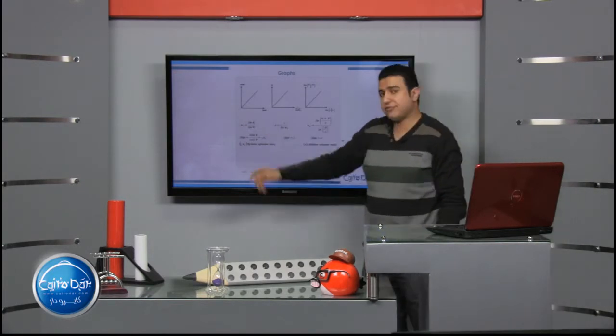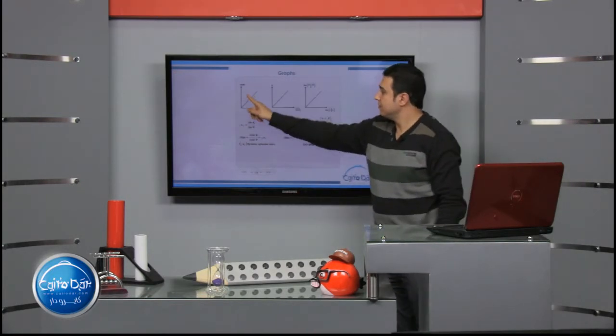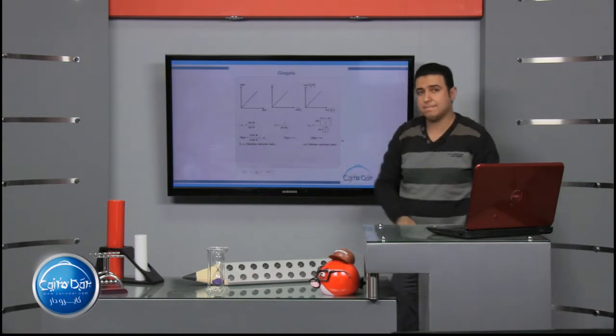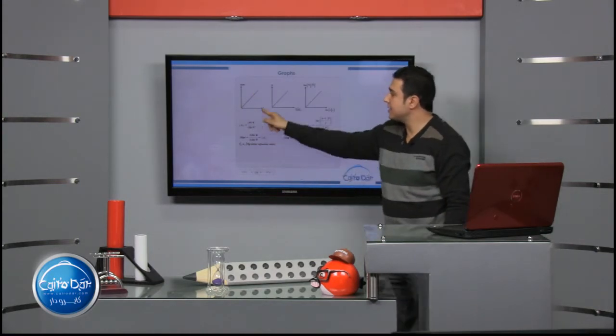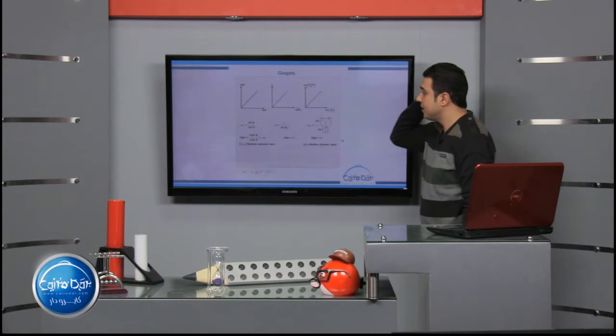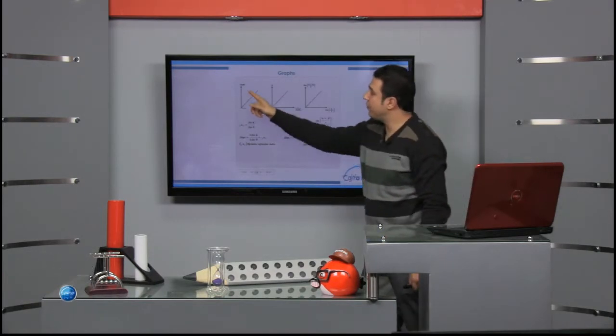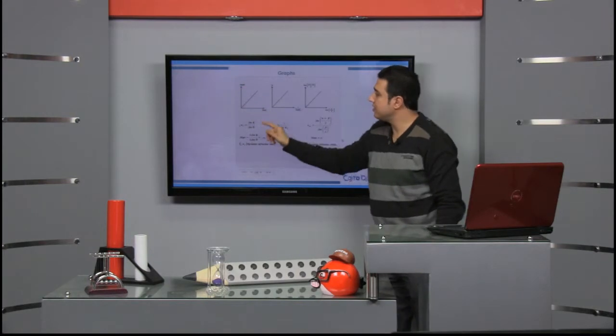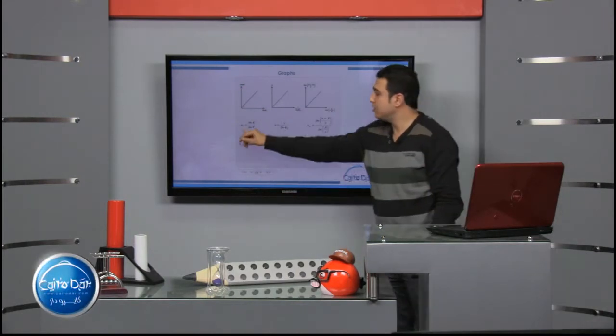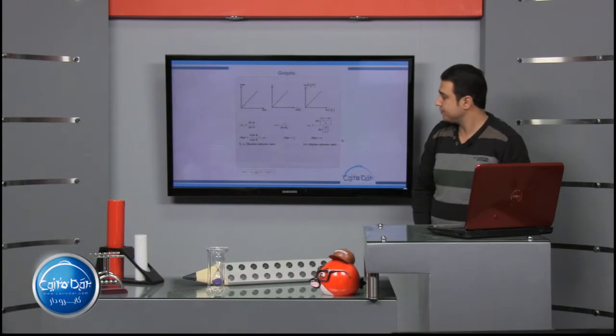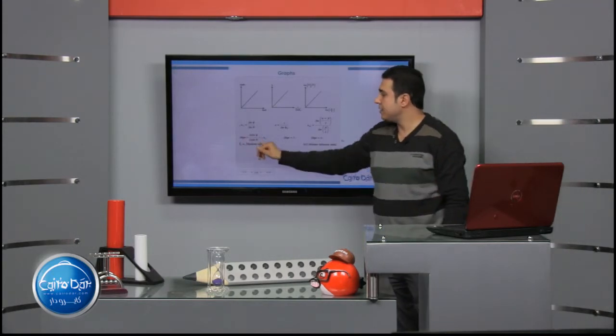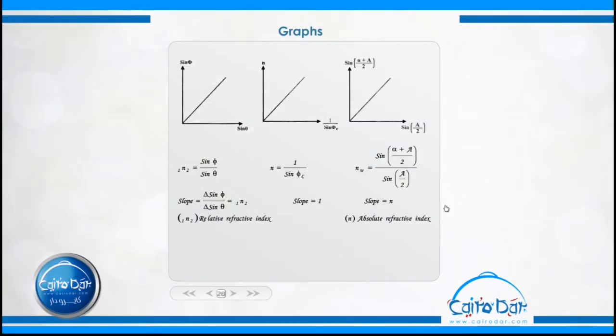Here, the first graph: sine phi on the y-axis, sine theta on the x-axis. When we find the slope from this graph, sine phi divided by sine theta equals n2 over n1. So the slope here equals the relative refractive index from the first medium to the second medium. That's for the first graph.